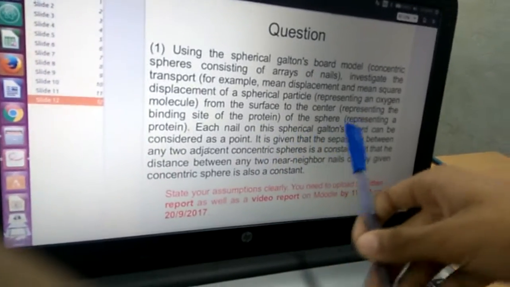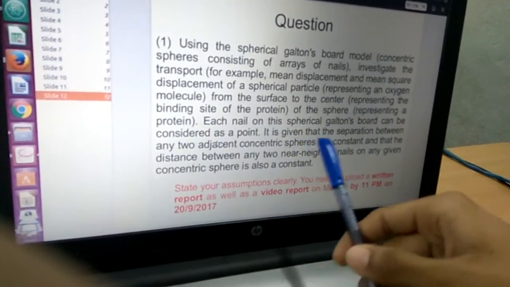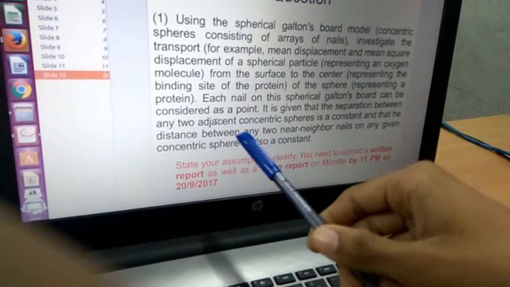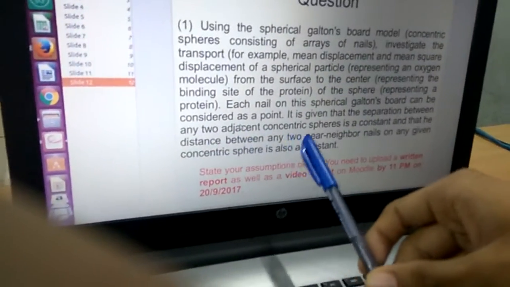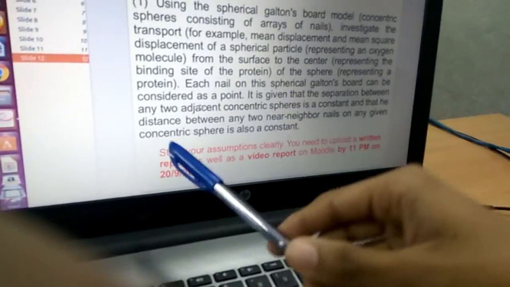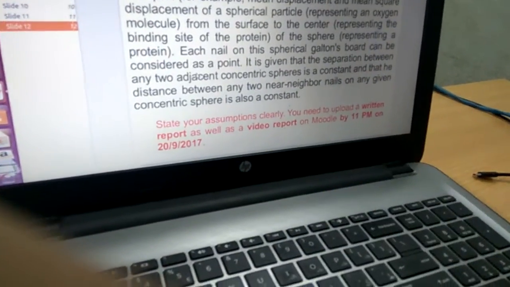Each nail of the spherical Galton board can be considered as a point. It is given that the separation distance between any two adjacent concentric spheres is a constant, and the distance between any two nearest neighbor nails on any given concentric sphere is also a constant. So first, to solve this problem, let's go to a normal 2D random walk. This is the same Galton model which I drew.